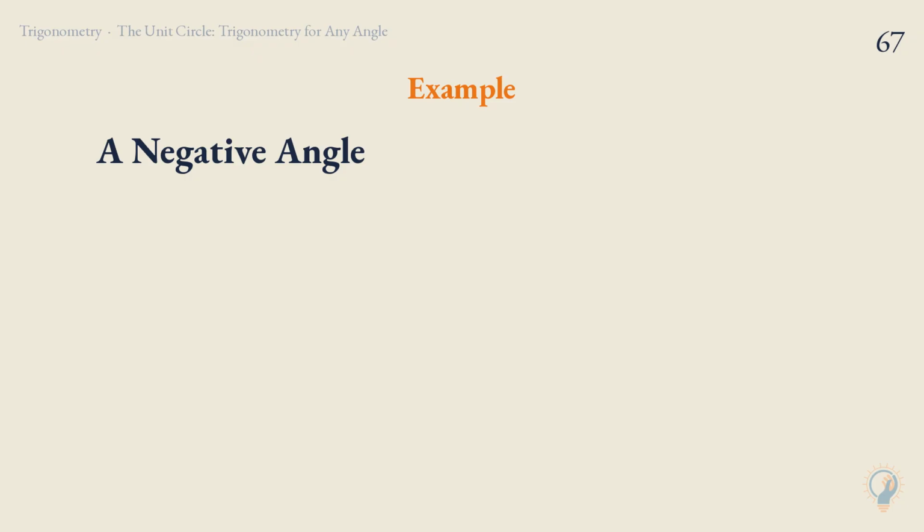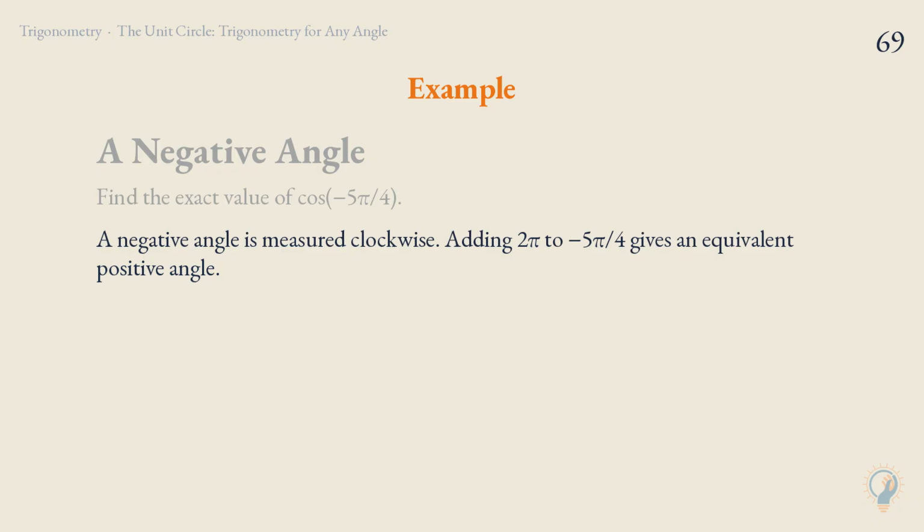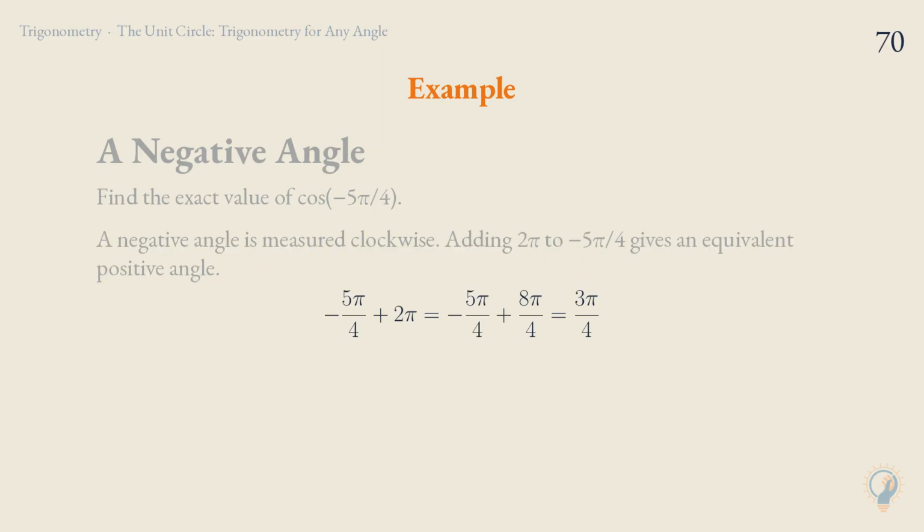Worked example, a negative angle. Find the exact value of cosine of negative 5 pi over 4. A negative angle is measured clockwise. Adding 2 pi to negative 5 pi over 4 gives an equivalent positive angle. Negative 5 pi over 4 plus 2 pi equals negative 5 pi over 4 plus 8 pi over 4, which equals 3 pi over 4.